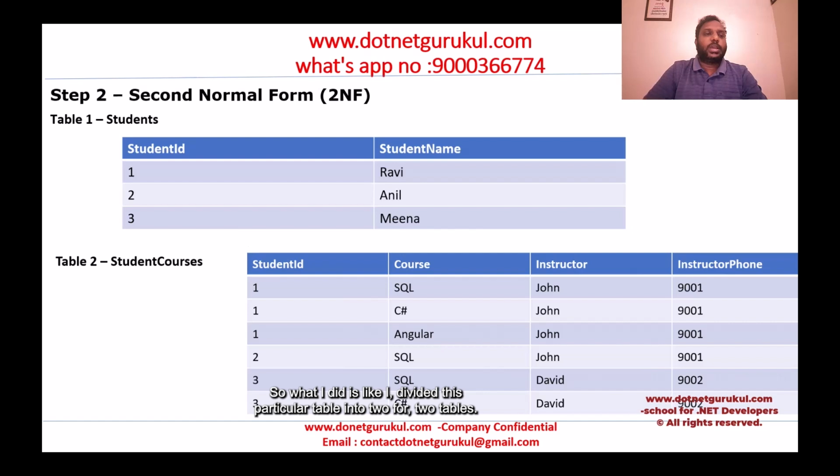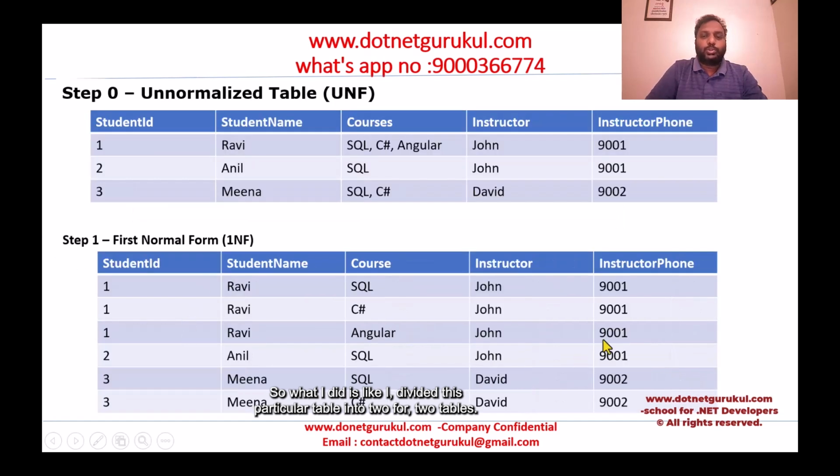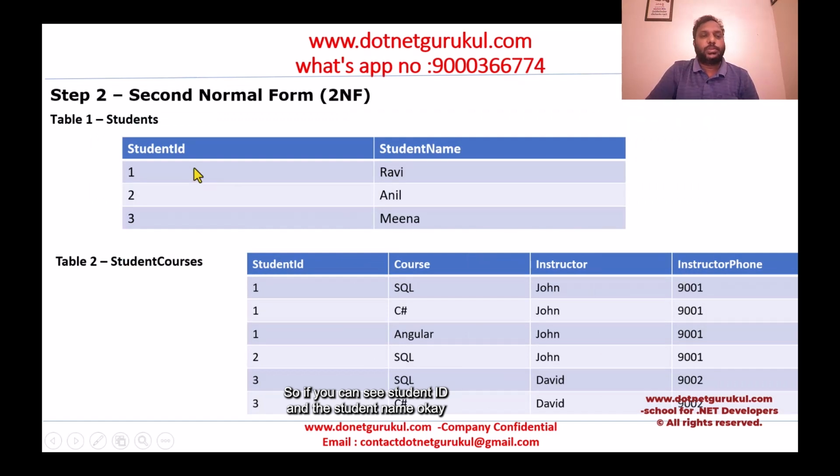So what I did is divide this table into two tables. Student ID and student name go in one table, since that was part of the composite primary key, and I pulled it out into another table. The composite primary key, which defines the instructor and the instructor phone number, went into another table. So we have student ID and student name, and student ID and course, instructor and instructor phone number. This is the result of applying the second normal form.